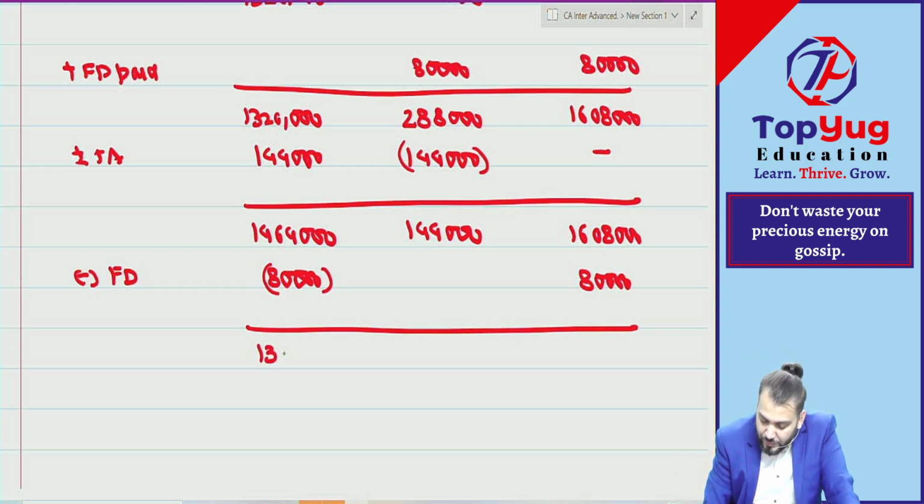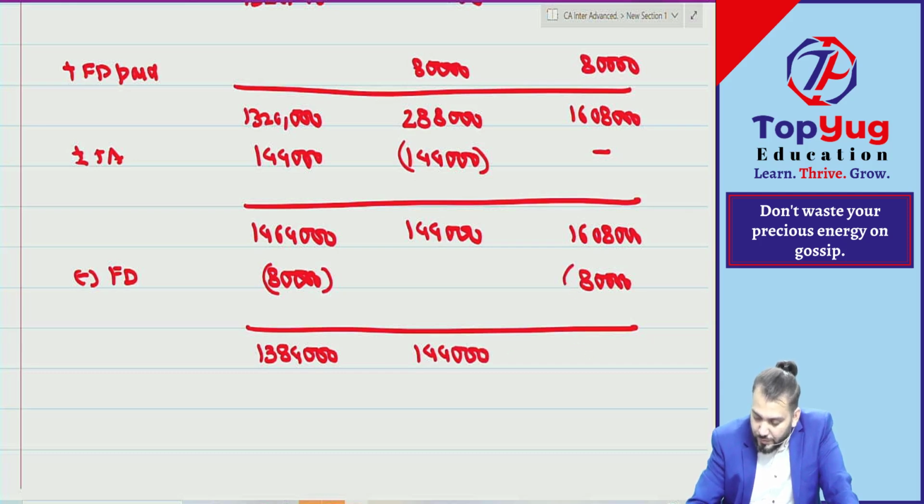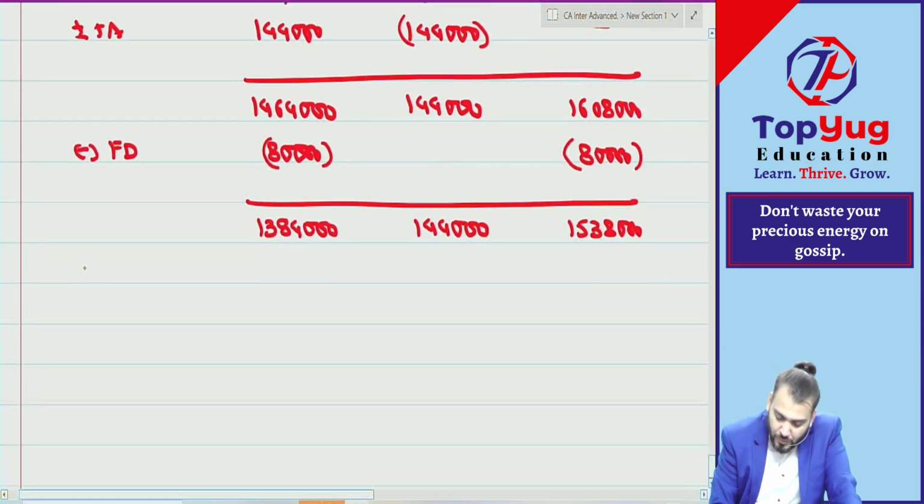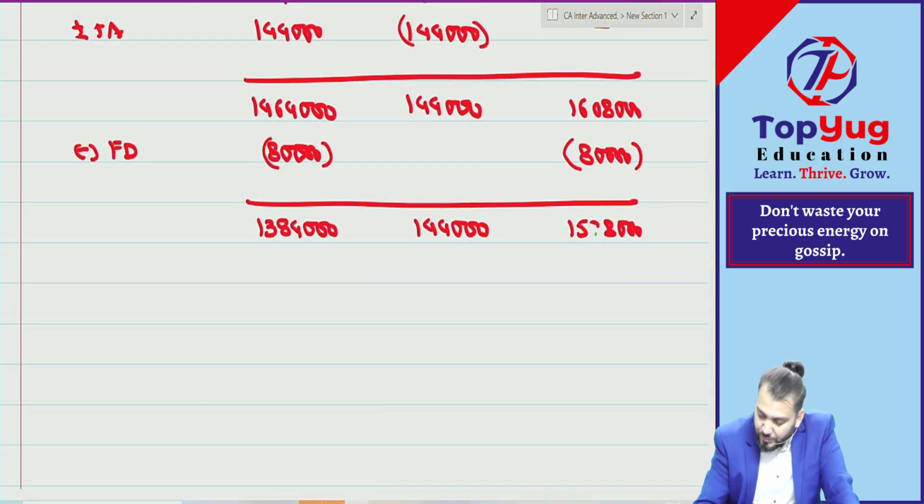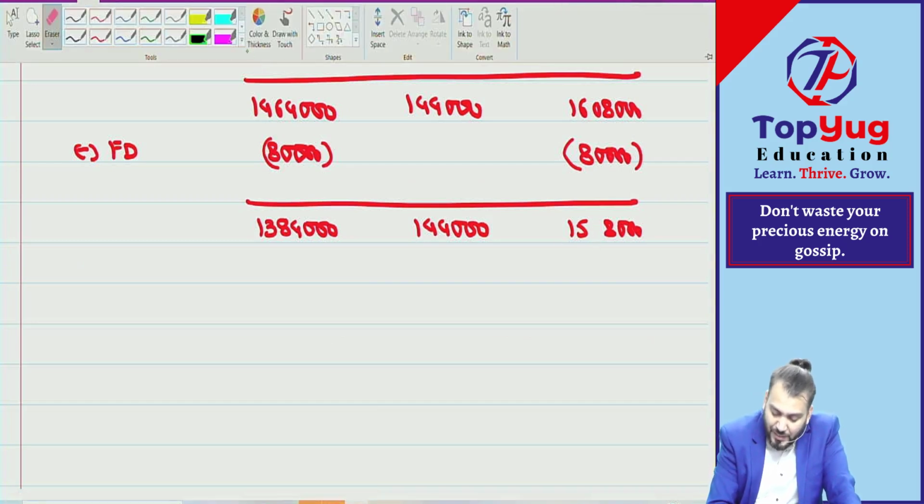13 lakh 84,000. 1,44,000. 15 lakh 38,000. 28,000.